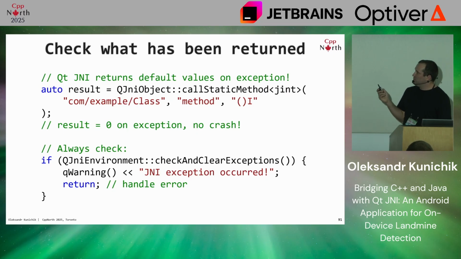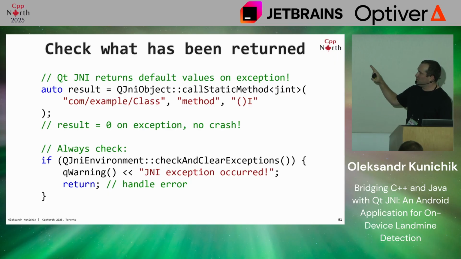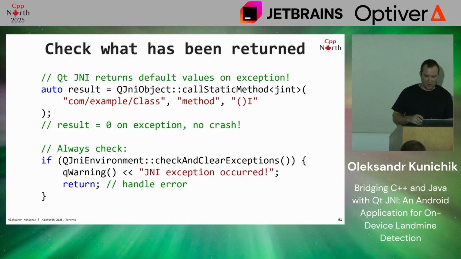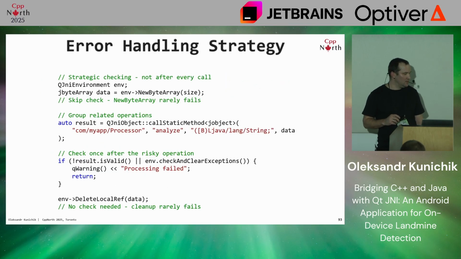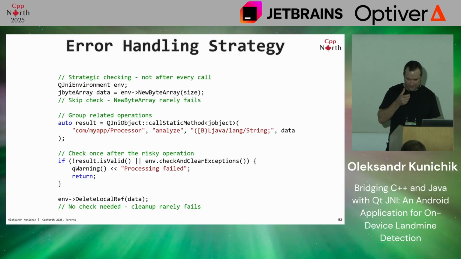The next tip which I want to share: when you call Java and Java throws exceptions, they are just silently suppressed. So your app keeps running with wrong data. Always check for exceptions after JNI calls, one line of defense against silent issues. But error handling in JNI should also be strategic, not paranoid.